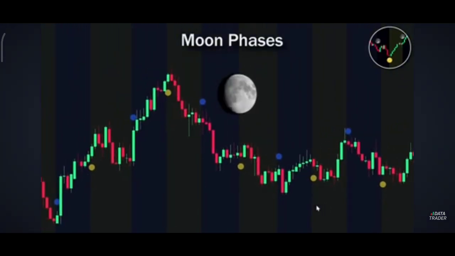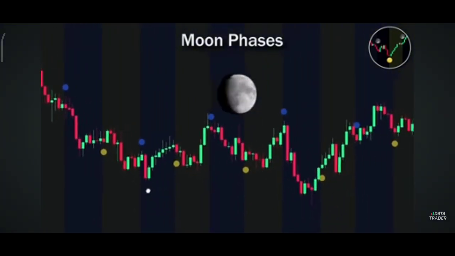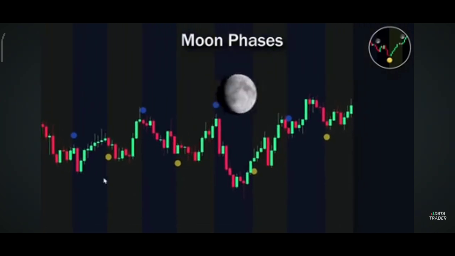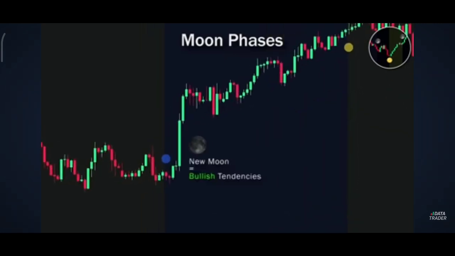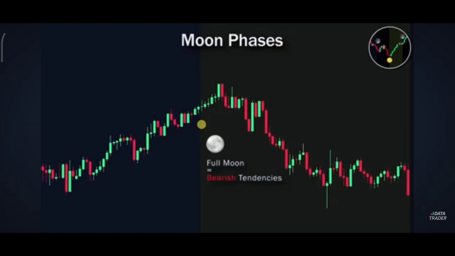Moon phase traders believe that moon cycles are correlated with human emotions and behavior, which could have an influence on the market. Specific moon phases are believed to be favorable towards a certain trend. A new moon means the market tends to be bullish, and a full moon means the market tends to be bearish. Today, it is used mostly as a confirmation tool.